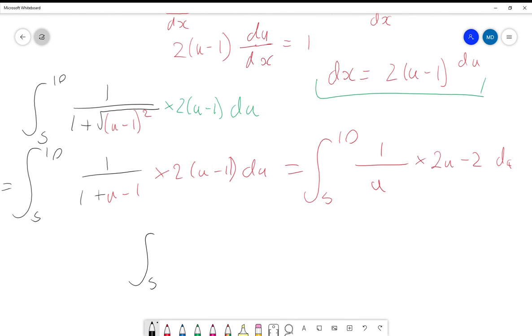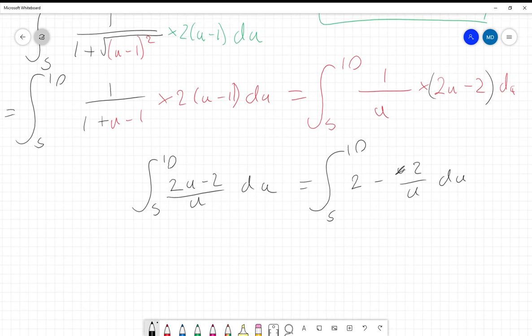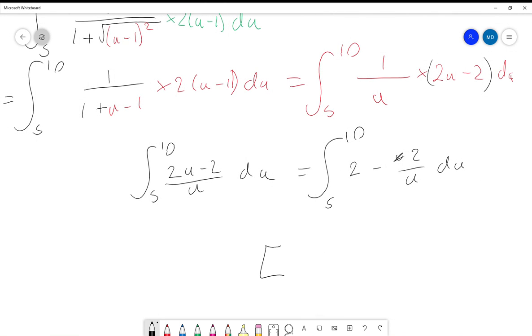This is the integral from 5 to 10 of (2u minus 2) all over u du. I should put brackets around there. And that is the integral from 5 to 10 of 2 minus 2 over u du, which is, now let's actually evaluate that, 2x minus 2 times the natural log of u between 5 and 10. And now we just plug the 5 and 10 in.